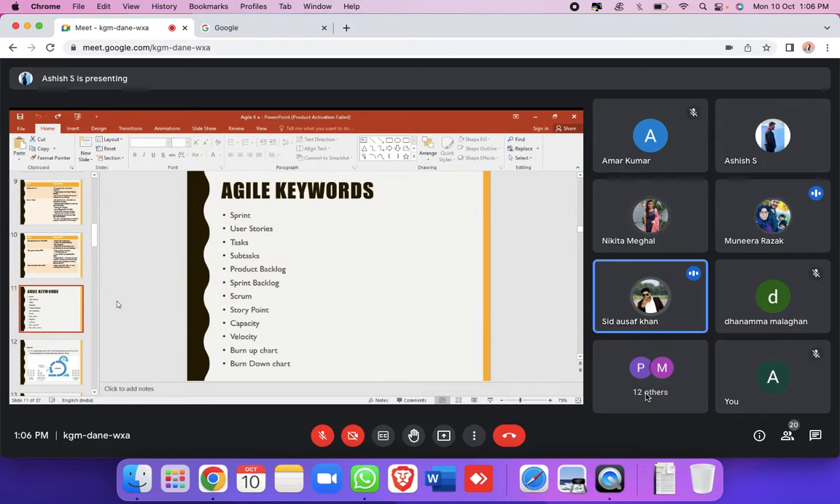Velocity, sir. Burn up chart, burn down chart. These all are new for us, sir. Okay, fine. No issues. We will go through it. We have separate slides for that.